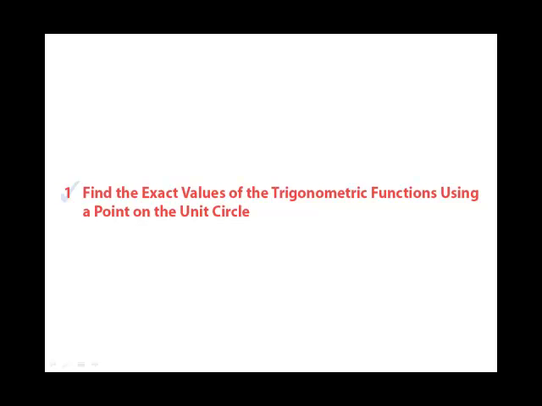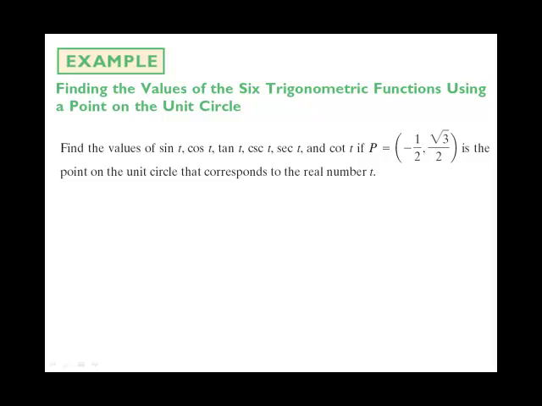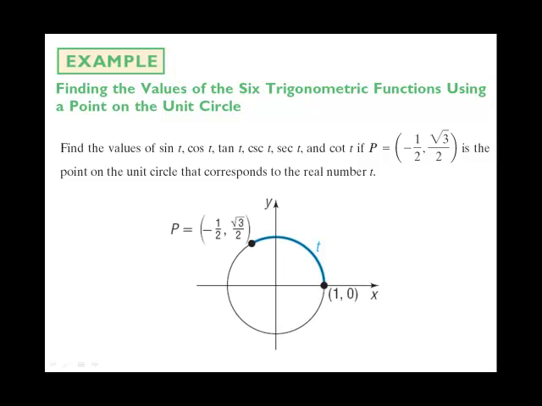So we want to be able to find the exact values of the trig functions using a point on the circle. So if we have a point on the circle, -1/2, square root of 3 over 2, and it would be approximately here, in the second quadrant, then can you define all of the trig values for sine t, for that real number t?